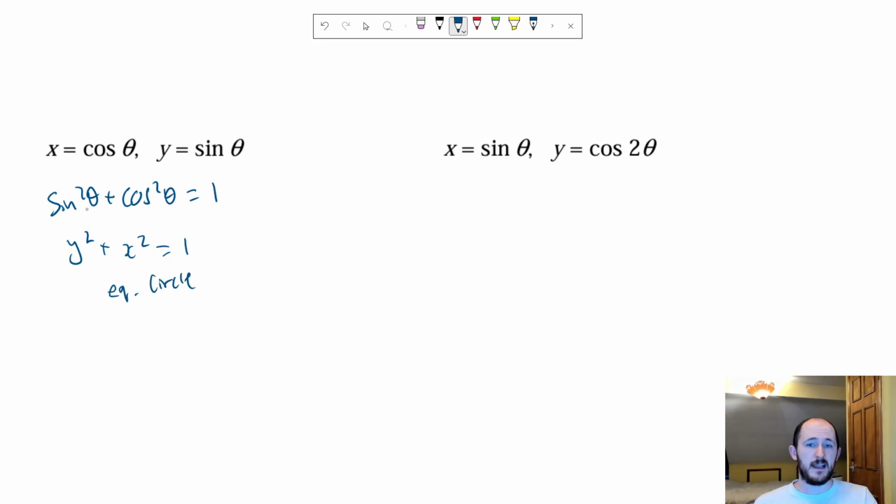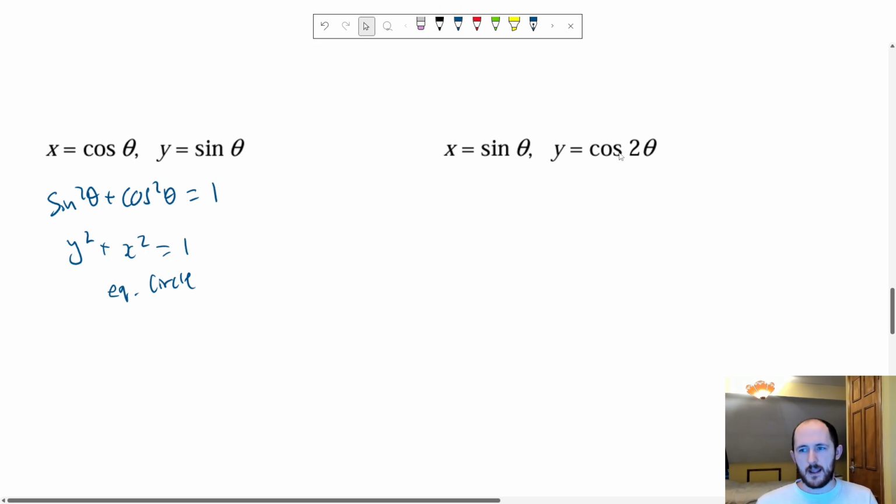Which, by the way, is how you get the CAST diagram. If you notice with the CAST diagram in your Year 12 textbook, there's a big circle. They use this identity in order to produce the CAST diagram. Anyways, so how do we do it with the cos 2 theta?